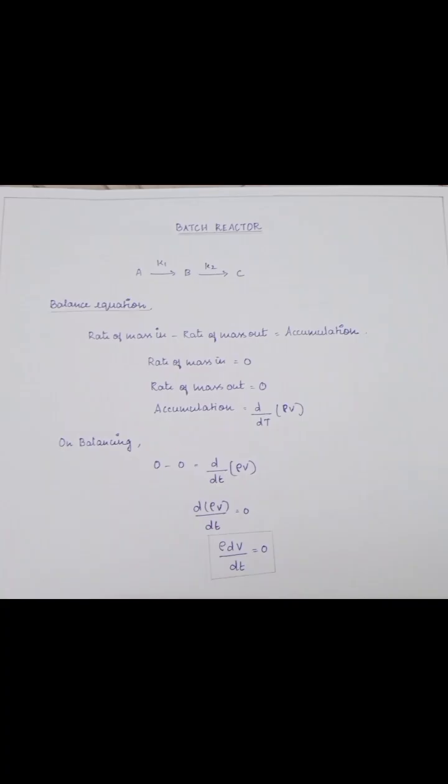Now the balance equations, that is, mass balance and energy balance of batch reactors. First, mass balance equation. Rate of mass in minus rate of mass out is equal to accumulation. Here, rate of mass in is equal to 0 as well as rate of mass out is equal to 0. The accumulation is d/dt of rho V. On balancing this equation, we arrive at the final equation of rho dV/dt is equal to 0.